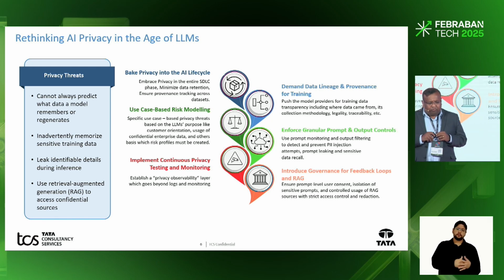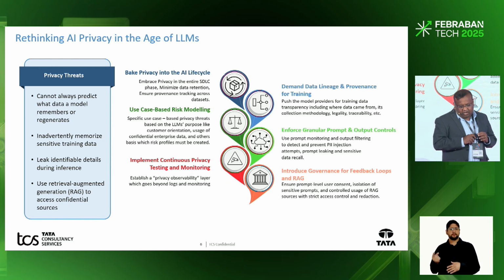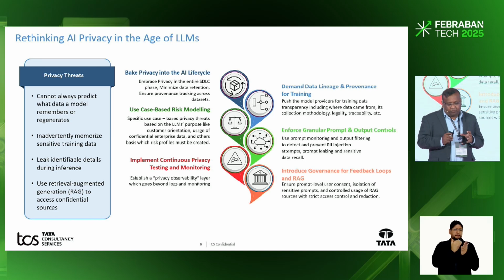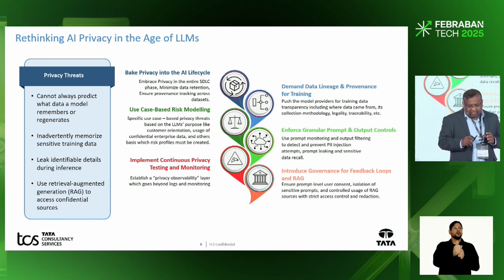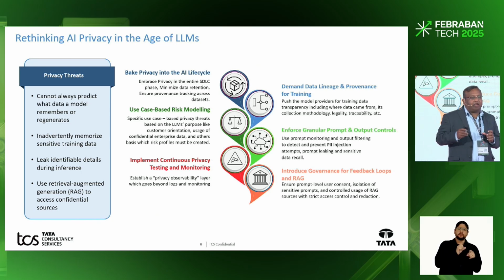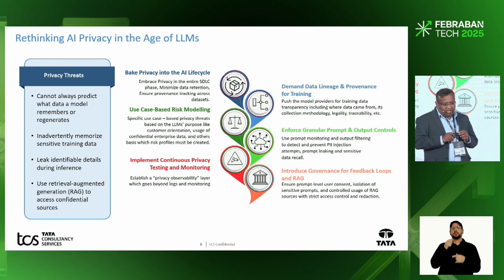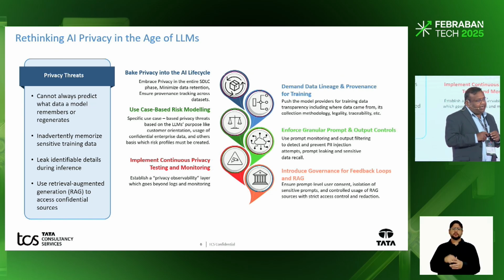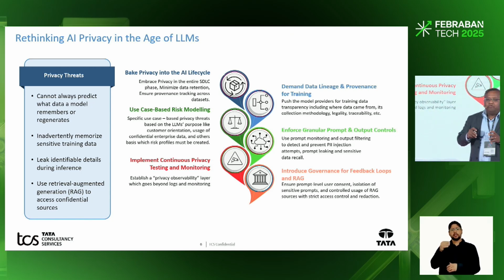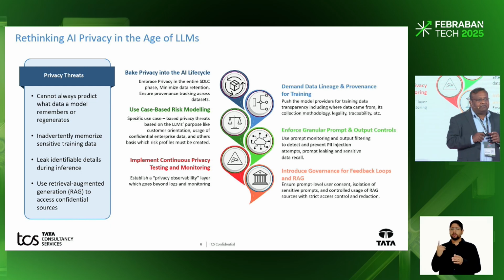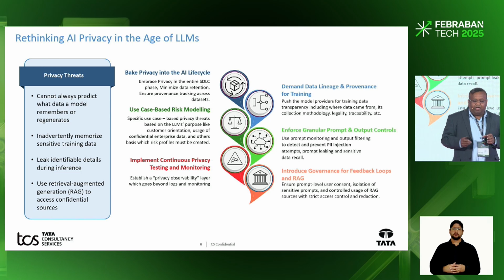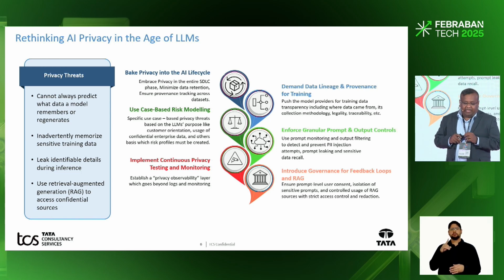So the other thing is enforcing granular prompt and output controls. So we should use prompt monitoring and output filtering diligently, and detect the PII injection that is going to happen, right? And also we should implement continuous privacy monitoring and testing along with the programs. And also we have to introduce governance of feedback loops on RAG, right? So those are the critical 6 steps that we will employ in rethinking AI in the age of privacy.